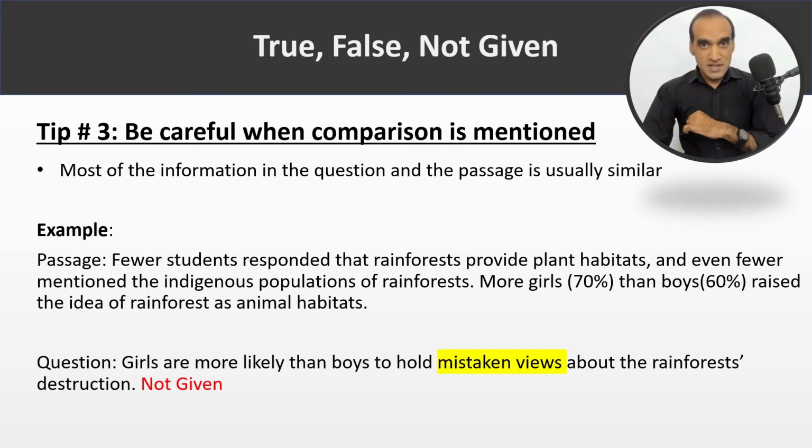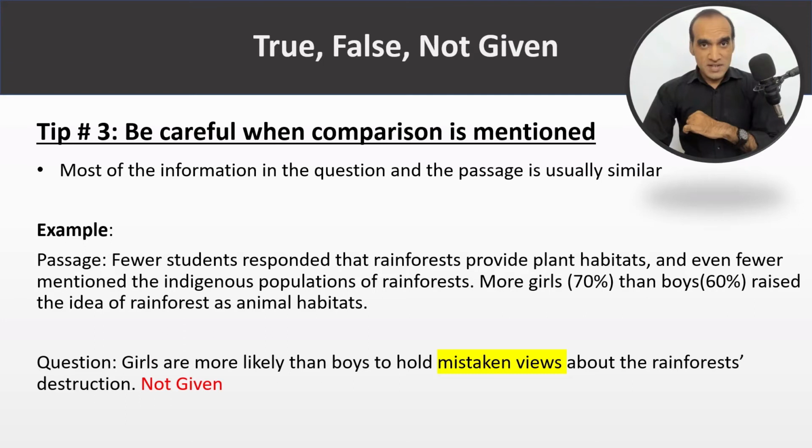And the question says, girls are more likely than boys to hold mistaken views about the rainforest's destruction. You see that most of the information matches in both the question and the passage. But just because the passage mentions more girls than boys and also the rainforest, it doesn't mean that the answer is true or false. We are not really sure whether girls have more mistaken views than boys. So the answer is not given.